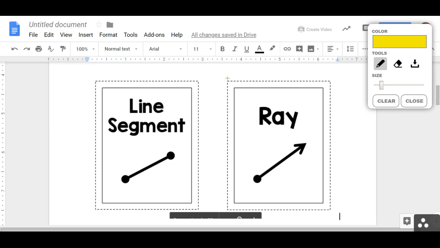So you're going to cut this one out, cut on the dotted lines, and you're going to cut this one out, so on and so forth. So you're going to cut those 4 vocabulary words out and set them to the side. All right. Now, here comes the next part.